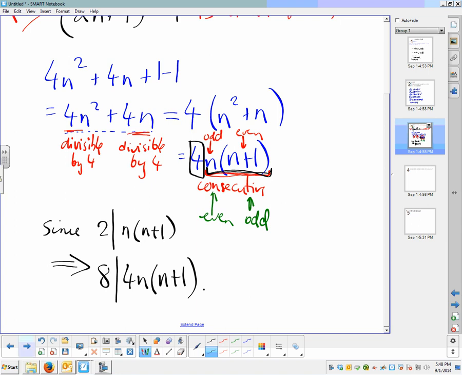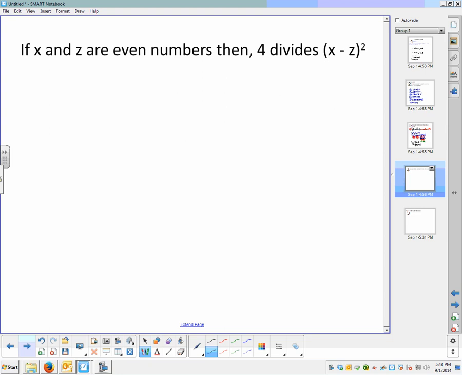So here's one for you to do, slightly easier, I think, I hope. It says if x and z are even numbers, then 4 divides x minus z squared. So what you need to do is rewrite x and z as even numbers, like I said at the top, and prove that when you do that subtraction and square it, you get something that 4 goes into. Be aware, x and z are not the same numbers, so you can't write them both as 2n. You have to give them different names. Have a go at that.